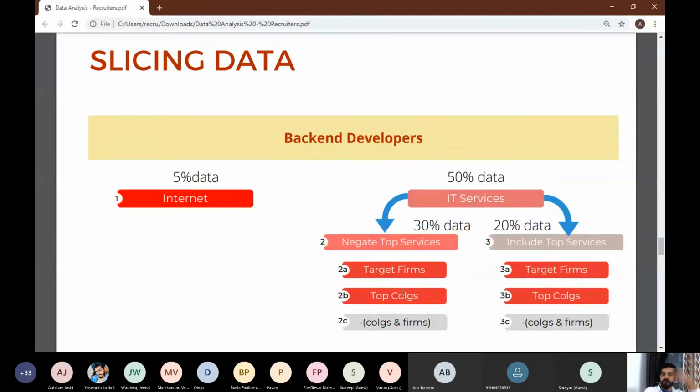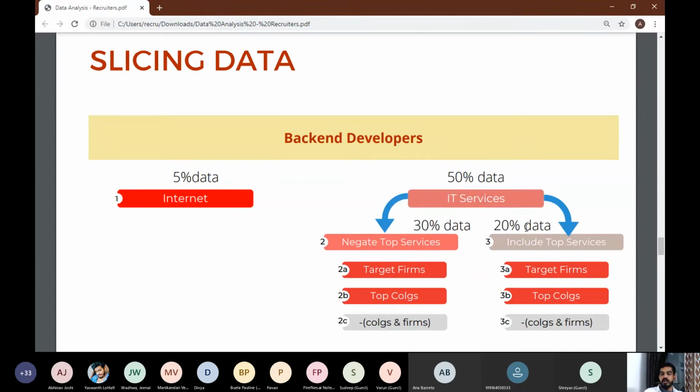Top colleges, efficacy increases. But once you negate top colleges and firms in the last 2C model, it becomes a very dim color, meaning your data will be a gray area, right? It is a gray data set which you're going to get, which may not have that much suitable data, maybe 30% accuracy is what you're going to get. So this is one model which you're going to apply.